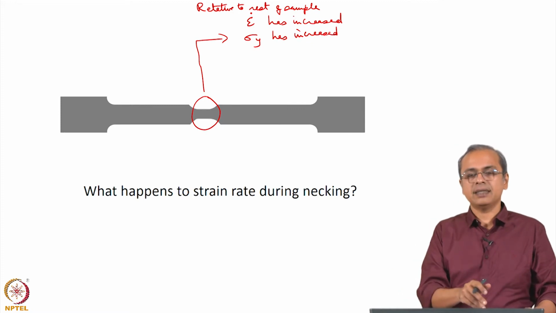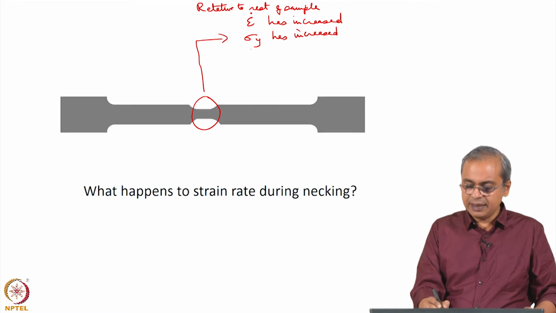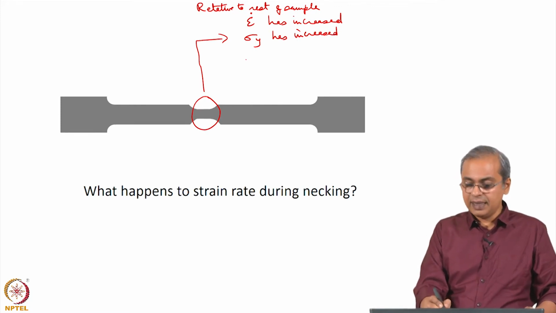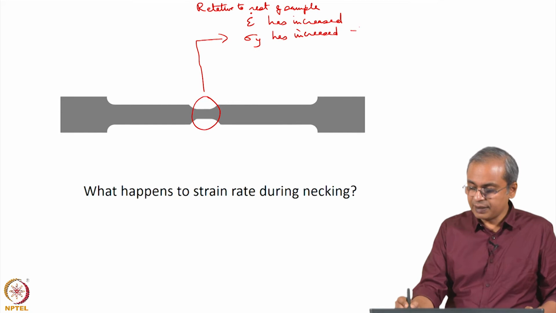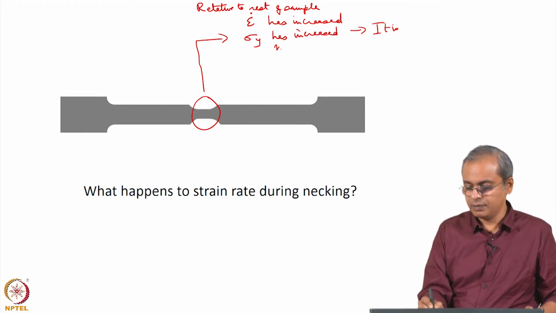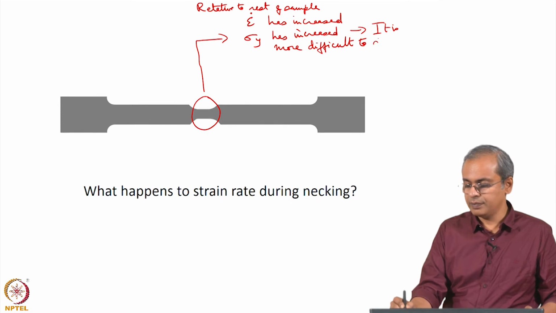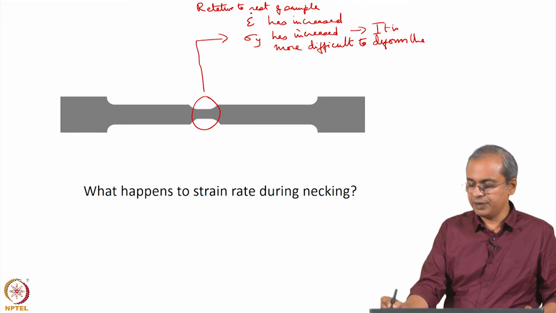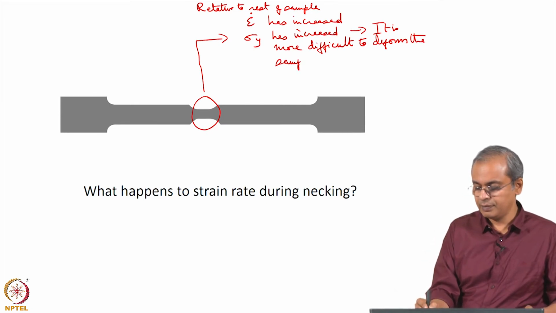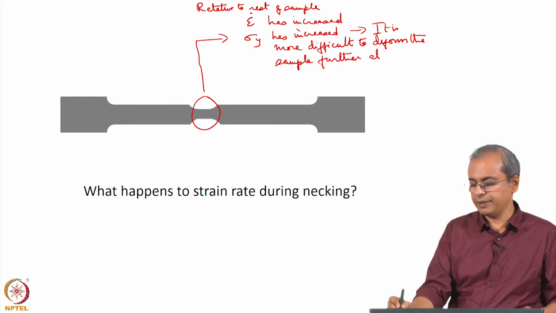When the strain rate sensitivity index is high, because it is high, sigma y has increased at that region, therefore it is more difficult to deform the sample further at the neck.